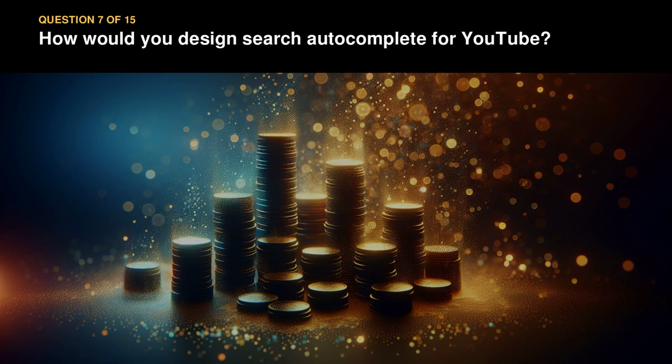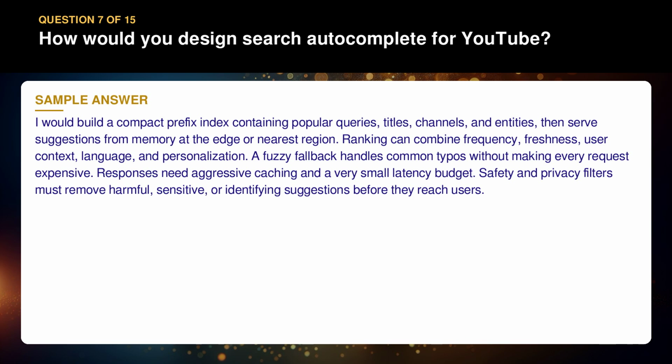Question 7. How would you design search autocomplete for YouTube? I would build a compact prefix index containing popular queries, titles, channels, and entities, then serve suggestions from memory at the edge or nearest region. Ranking can combine frequency, freshness, user context, language, and personalization.